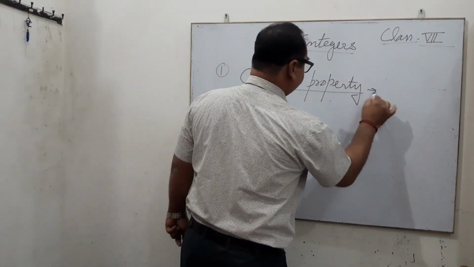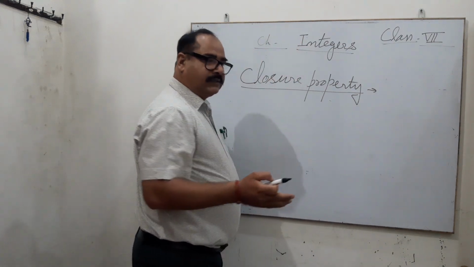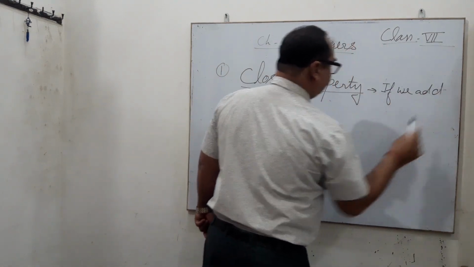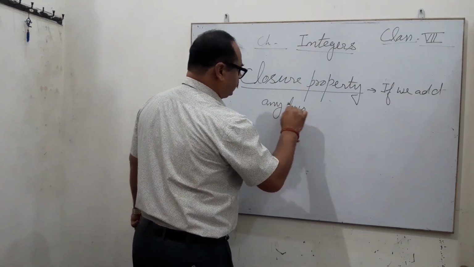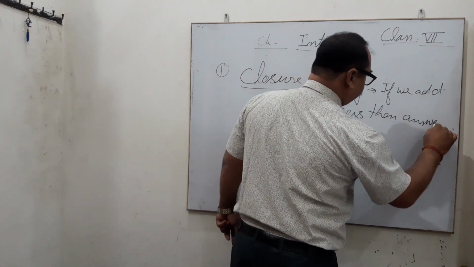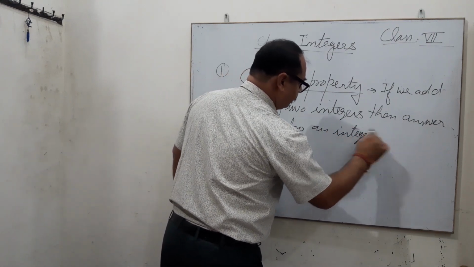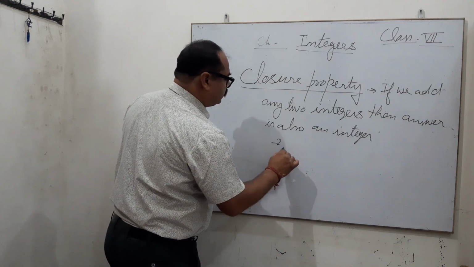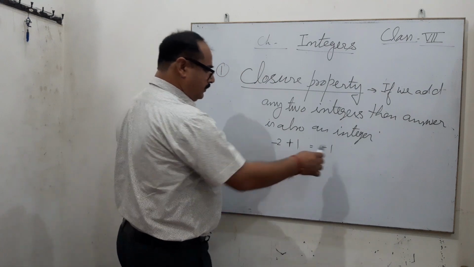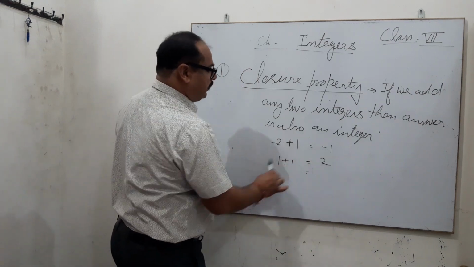Closure property means if we add any two integers, then the answer is also an integer. It means -2 and +1, that is equal to -1, that is an integer. And 1 + 1, that is 2. So these are integers.